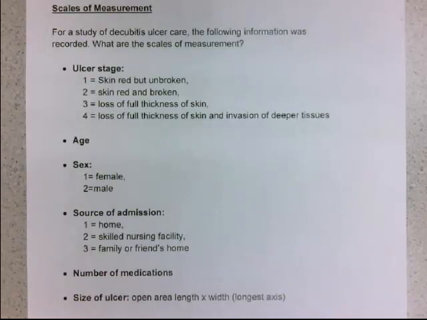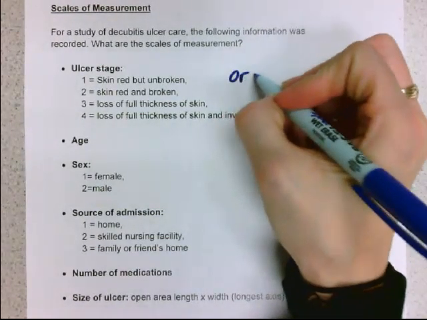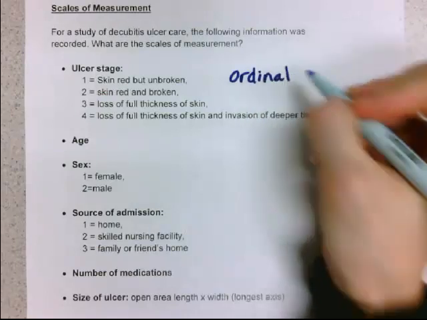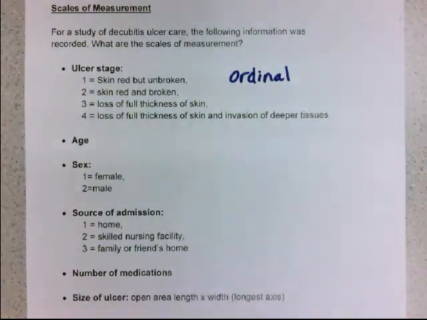Okay, so hopefully you've paused the recording. Remember that we have 4 different scales of measurement, and they are nominal, ordinal, interval, and ratio. So for the first one, the answer here is that it's actually an ordinal scale of measurement. And the reason why it's ordinal is because we're ranking the different severities of the ulcer stage. So where number 1 would be the least severe to number 4 being the most severe.